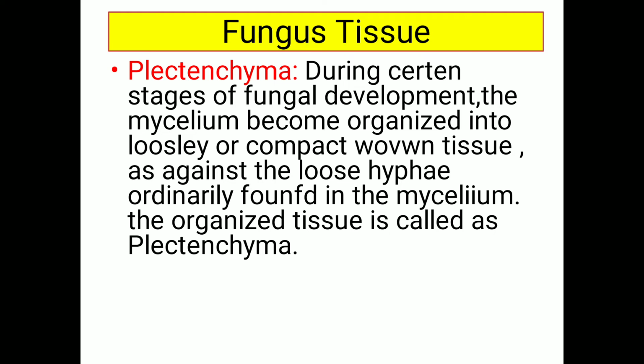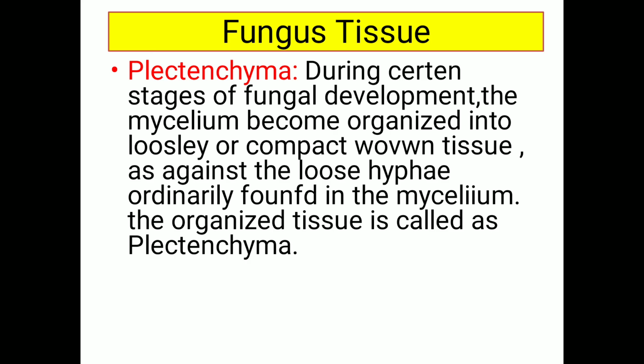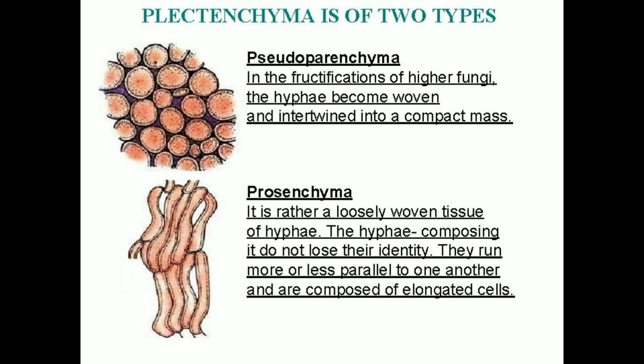That means during the growth of the fungus, some of the hyphae aggregate or clump into a simple structure, like a compact woven mass of tissue. That structure is called plectenchyma. Here the plectenchyma has two types. First one is pseudoparenchyma and the next one is prosenchyma.